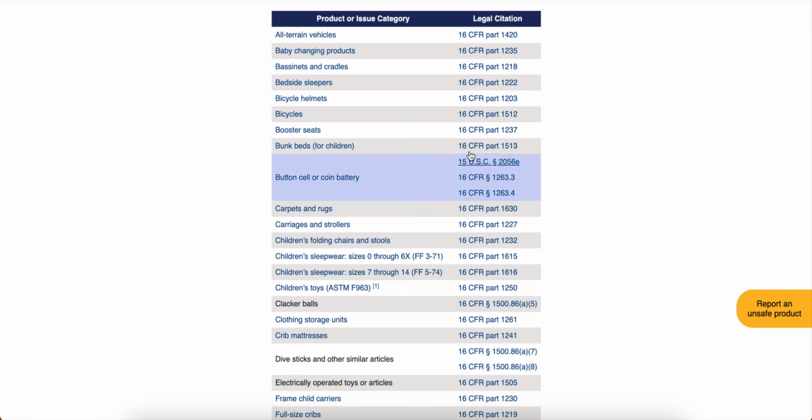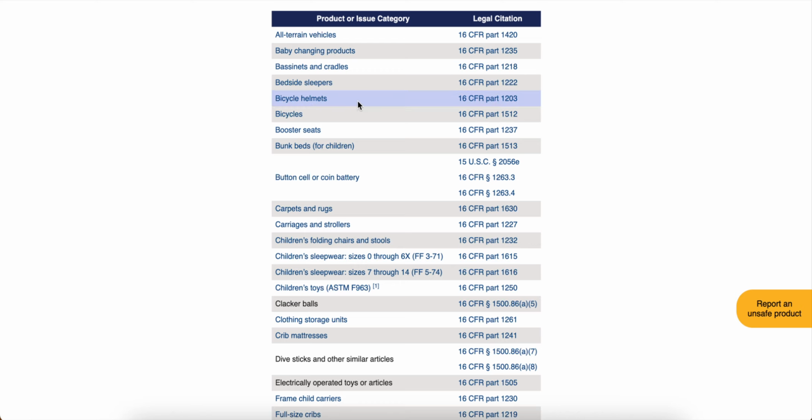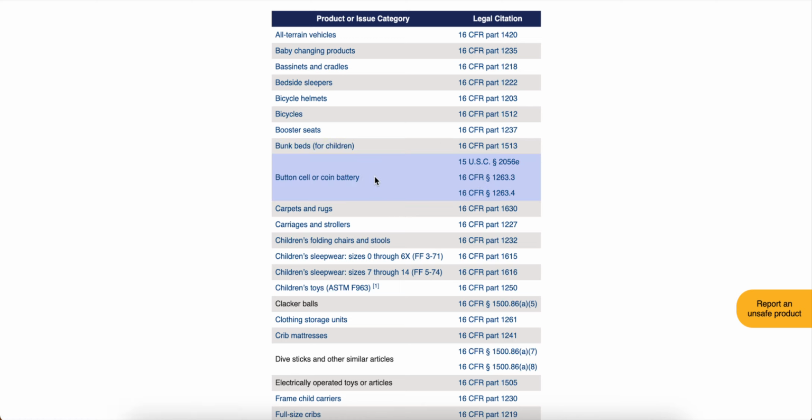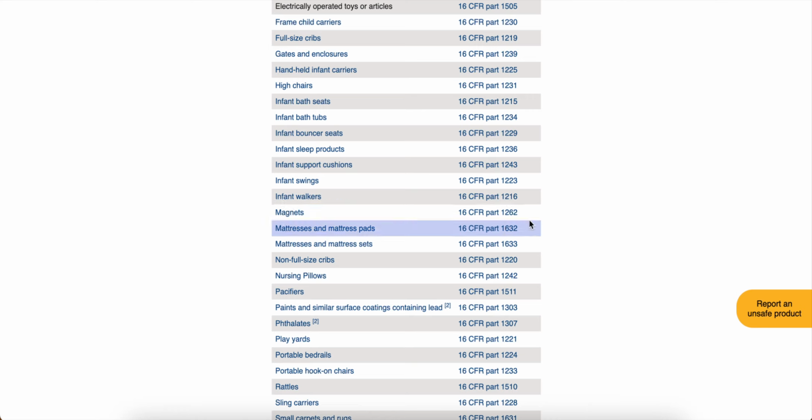So, as you can see, many of these children's product safety rules are product specific. Some apply specifically to bedside sleepers, bicycles, bunk beds. So it's quite clear. You're selling a bunk bed, you want to look at part 1513. But it can also be a matter of components. You sell a product containing a button cell battery, well, you have to take these into consideration. Likewise, if you sell something that comes with magnets, then you have to comply with 1262.